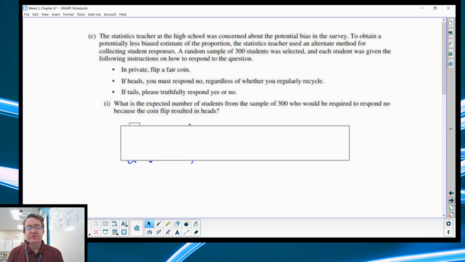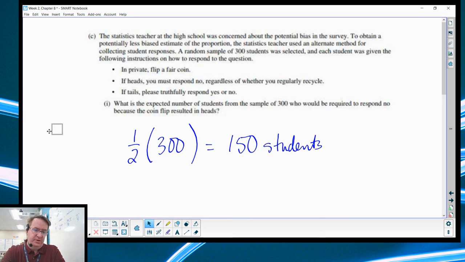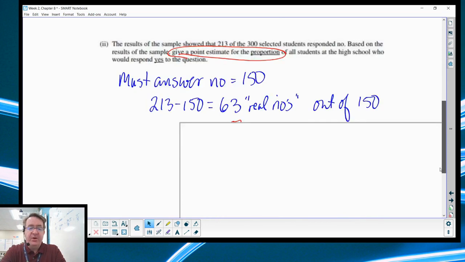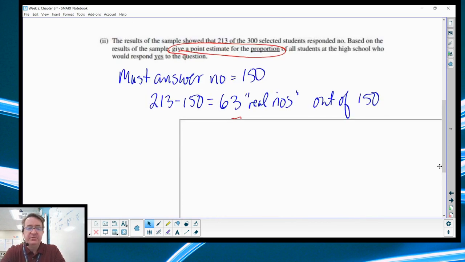What is the expected number of students who would be required to respond no due to the coin flip? Well, the expected number would just be half of the 300, right? So you would have 150 students that you would expect to have to say, nope, I don't recycle. Then the results showed a sample of 213 out of the 300 students responded no. Based on the results of the sample, give a point estimate for the proportion of all students who would respond yes. Again, I've circled that we're saying a point estimate and a proportion, just to make sure we're answering what we're supposed to.